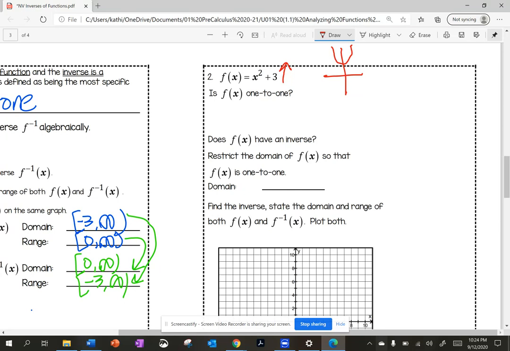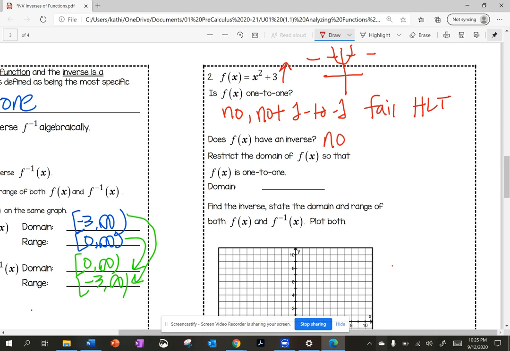So 1-to-1 says I could pass a horizontal line down and only touch it once. So if I am going to pass a horizontal line, I can see that I'm going to touch it in more than one place. So my answer would be no. I am not 1-to-1, and I fail the horizontal line test. So do I have an inverse? No.